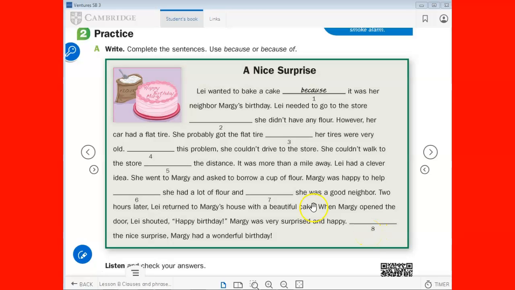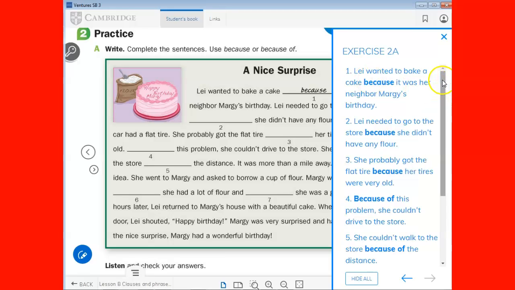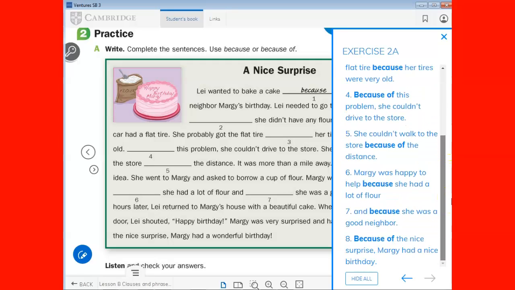Well done, well done. I'll throw the answer key up here for the people watching the video. So you guys can pause the video and write those down. Number 1, because. Number 2, because. Number 3, because. Number 4, because of. Number 5, because of. 6, because. 7, because. 8, because of.